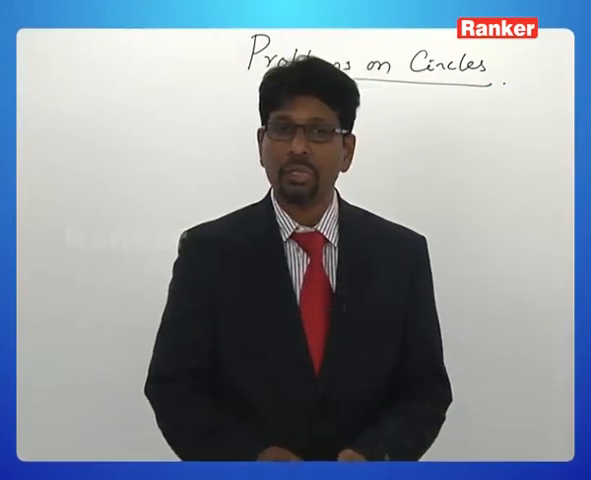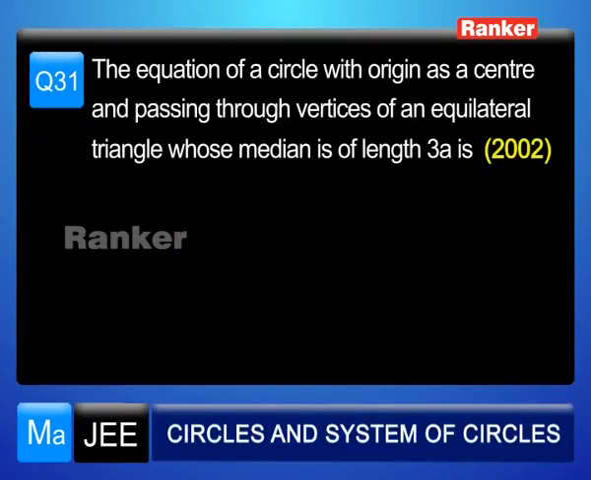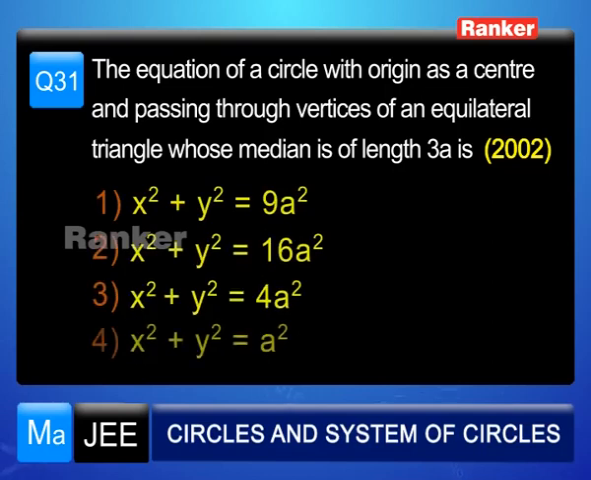Let's move to the next question. Question number 31. The equation of a circle with origin as a center and passing through the vertices of an equilateral triangle whose median is of length 3a is, first option, x square plus y square equal to 9a square. Second option, x square plus y square is equal to 16a square. Third option, x square plus y square equal to 4a square. Fourth option, x square plus y square is equal to a square.